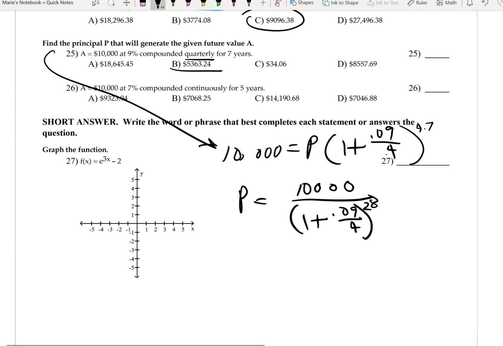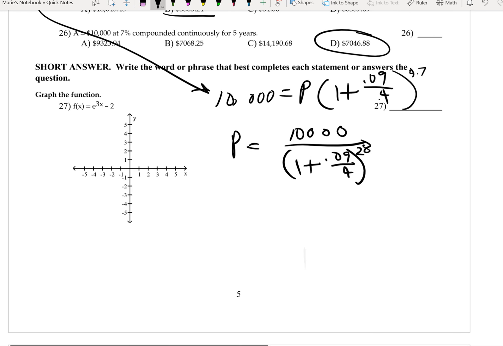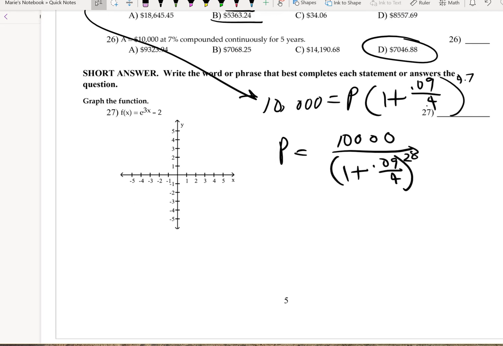And for 26, the same type of process. I'll let you do that, and if you still have trouble, see me during office hours. That's D. Same formula, same process as 25. I'll stop the video here because it looks like we have more graphing, and then I'll double back.